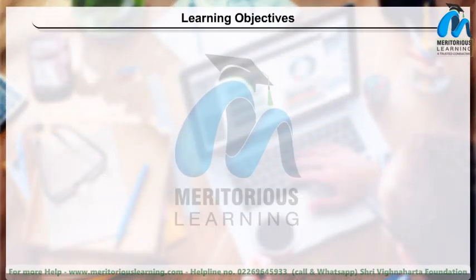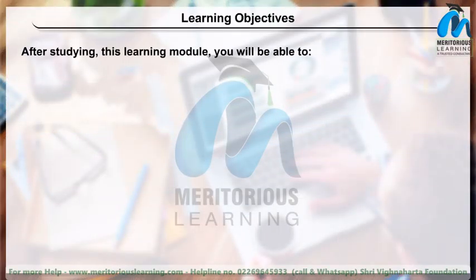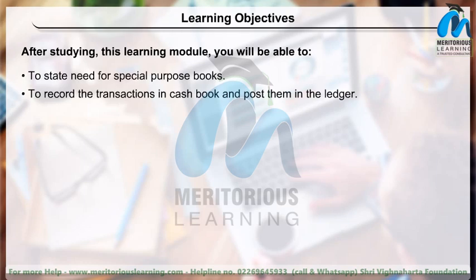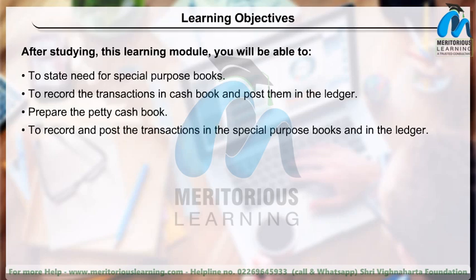Learning objectives. After studying this learning module, you will be able to state the need for special purpose books, to record the transactions in the cash book and post them in the ledger, prepare the petty cash book, to record and post the transactions in the special purpose books and in the ledger, to balance various ledger accounts.